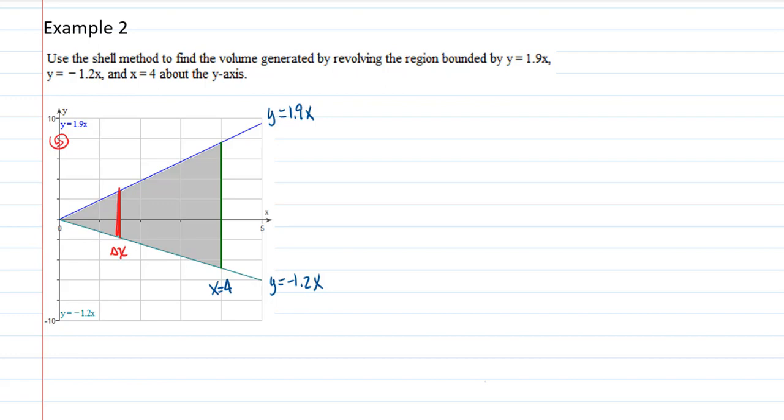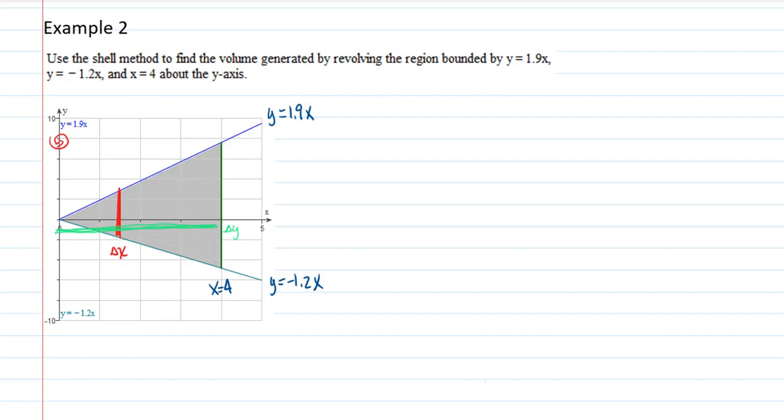Could I have solved this problem using the washer method? It is possible, but I would have to set up two integrals. So let's go into a little bit of a hypothetical here. If I wanted to use the washer method, my rectangle would have to be perpendicular to the axis of revolution. So here's a perpendicular rectangle right here, and the right-hand function would be x equals 4. The left-hand function, I would solve this equation for x, and then I would get x as a function of y, and the thickness would be a delta y.